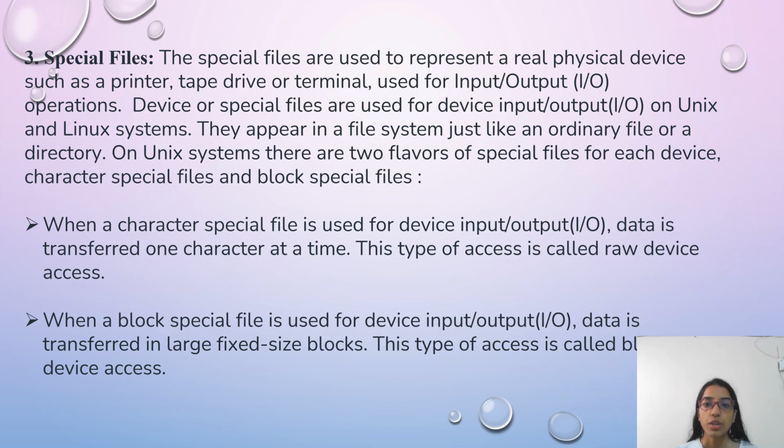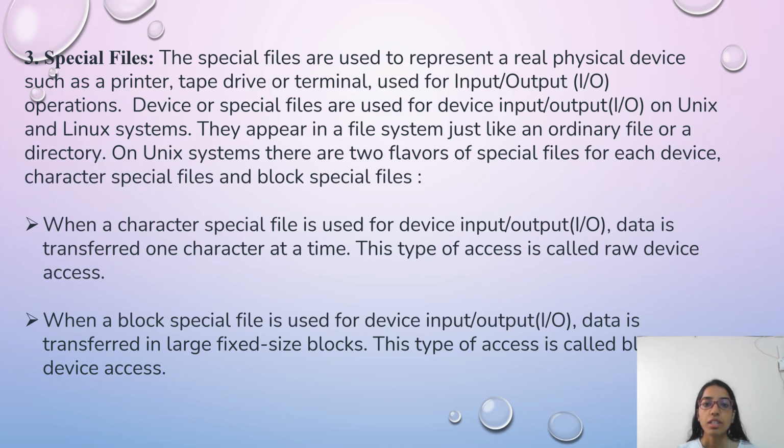The special files are used to represent a real physical device, such as a printer, tape drive, or terminal used for input-output operations. Device or special files are used for device input-output on Unix and Linux systems. They appear in a file system just like an ordinary file or a directory.